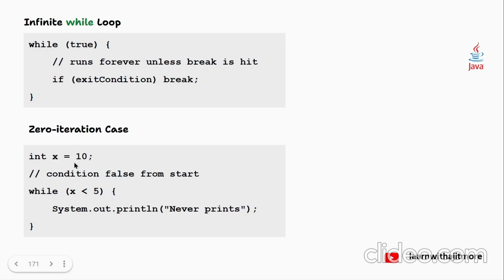Integer x equal to 10. I've created one counter initialized to 10. And then you are checking the condition. Is 10 less than 5? X is 10. So is 10 less than 5? No. The condition in the start only is false. Therefore, it will not run this while loop. It is not going to run this while loop, because in the beginning only the condition is false. So this body will not run. Therefore, I have mentioned never prints. This output will never come.